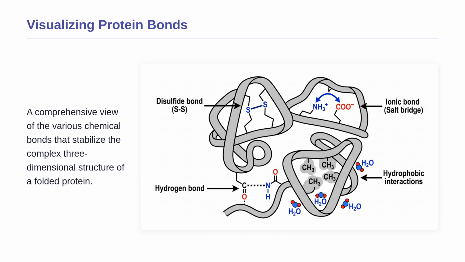On the bottom left, delicate hydrogen bonds connect different parts of the protein backbone. On the top right is the ionic bond, or salt bridge, we just calculated, showing the powerful attraction between positive and negative charges. Finally, on the bottom right, hydrophobic interactions force nonpolar groups to cluster together, hiding away from the surrounding water molecules. All these work in perfect harmony.